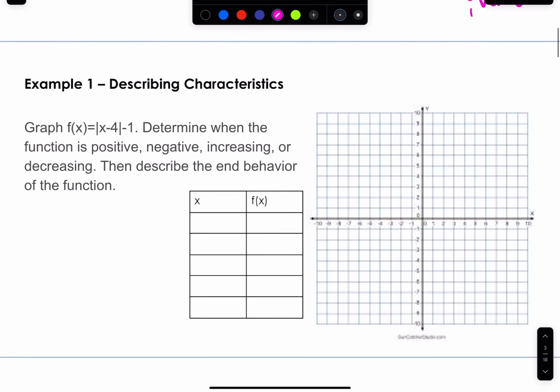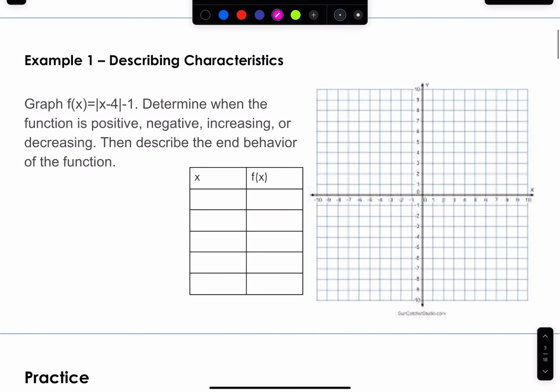So for example 1, graph f of x equals absolute value of x minus 4, minus 1. The first thing we're going to do is we're going to identify our vertex. So again, we're looking here and here. Opposite sign, same sign. So we'll have positive 4, negative 1. And we're going to put that in the middle of our table.